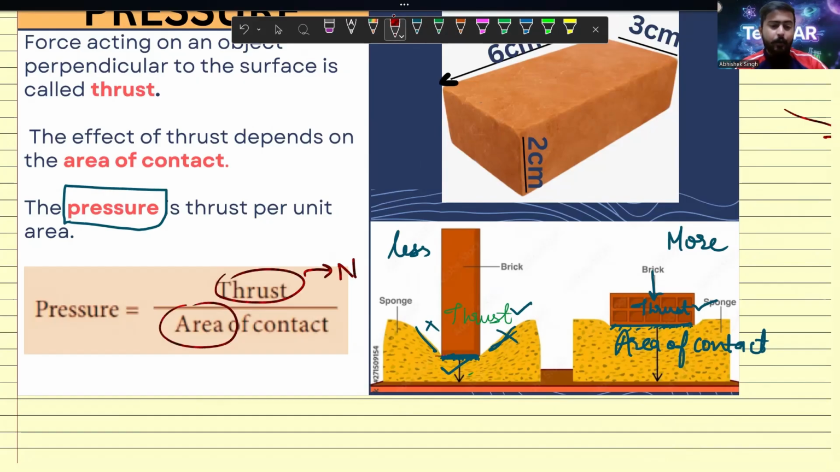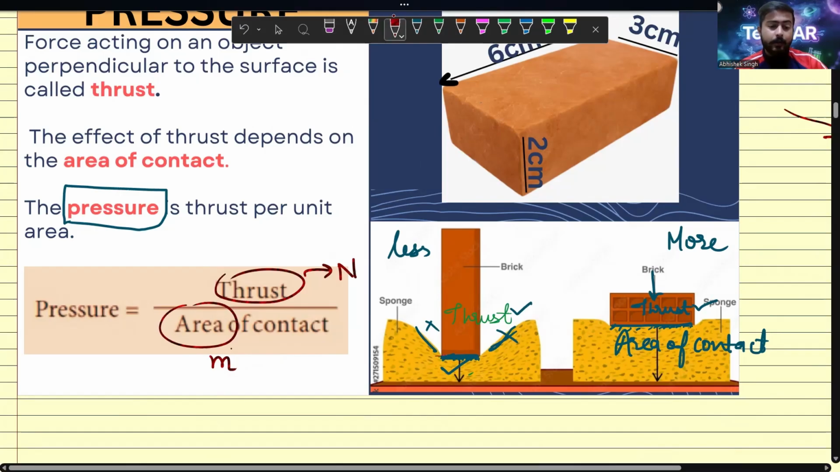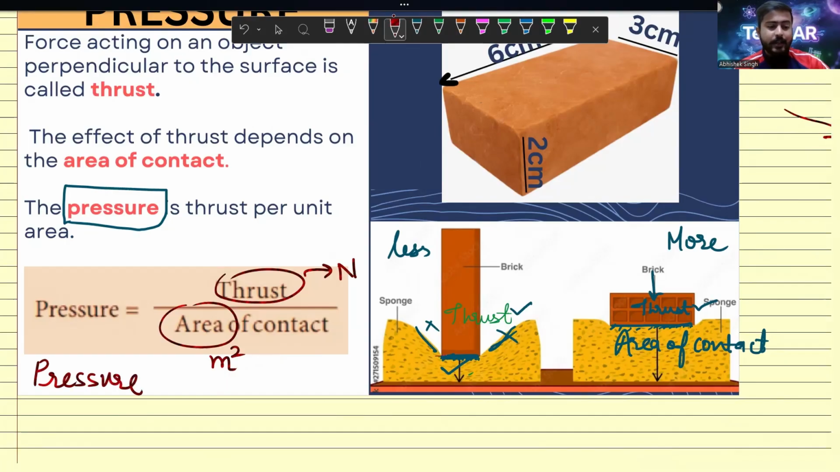Yes. So we know about length. Length has the SI unit of meter, but this is area. So we always find the area in terms of meter square. So the pressure has its SI unit equal to Newton per meter square. I hope I'm clear to everyone.